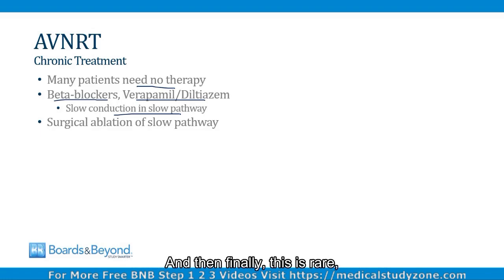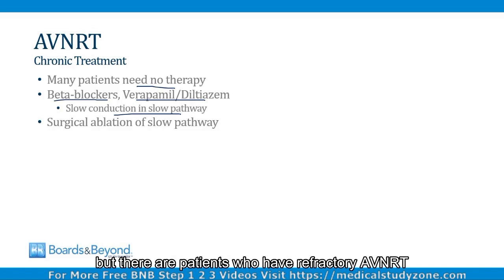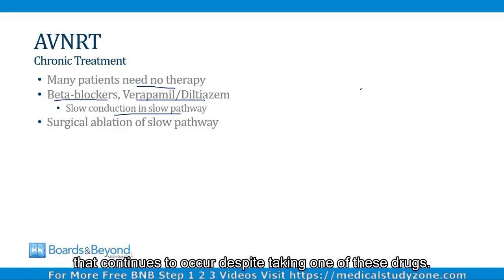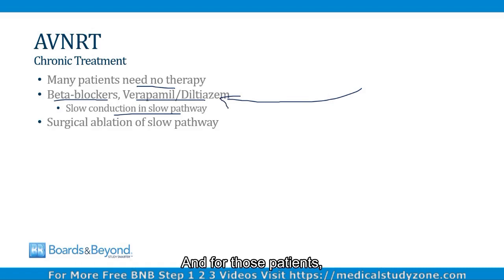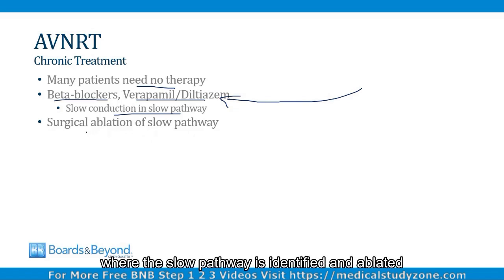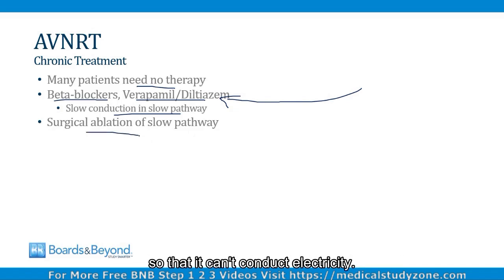And then finally, this is rare, but there are patients who have refractory AV-NRT that continues to occur despite taking one of these drugs. And for those patients, there is a surgical procedure where the slow pathway is identified and ablated so that it can't conduct electricity, and that eliminates the dual pathways and makes the arrhythmia AV-NRT go away.